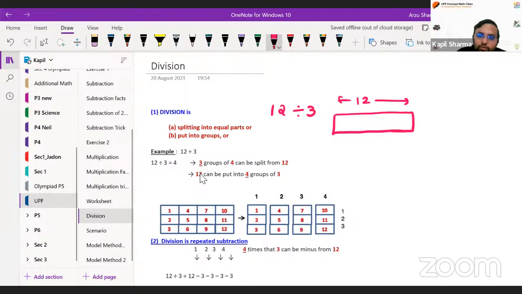So we are splitting it into 3 equal parts, or you can place it into 3 groups. This is 4, this is 4, this is 4. So division is splitting into equal parts. You can also say that it's repeated subtraction.